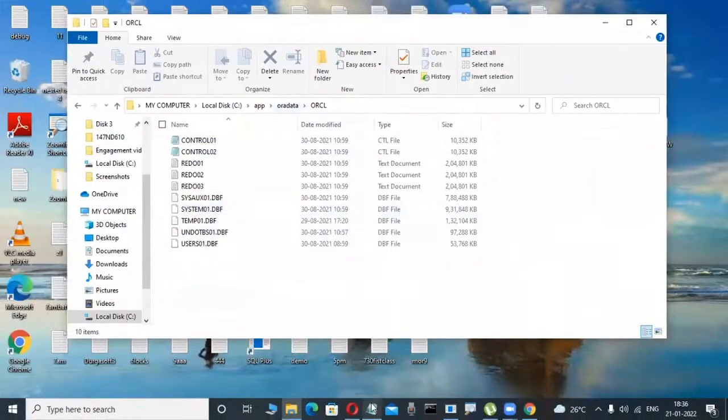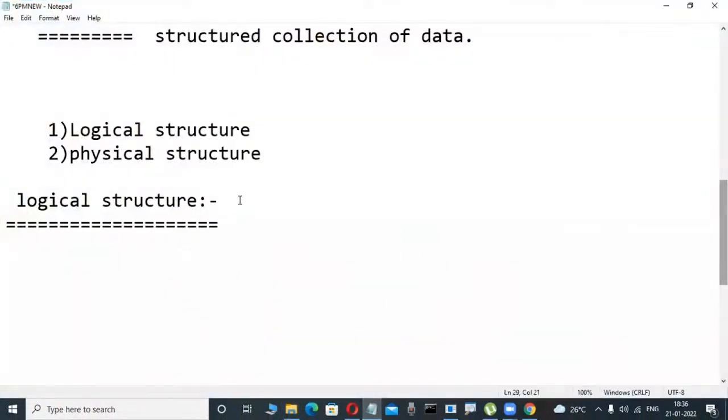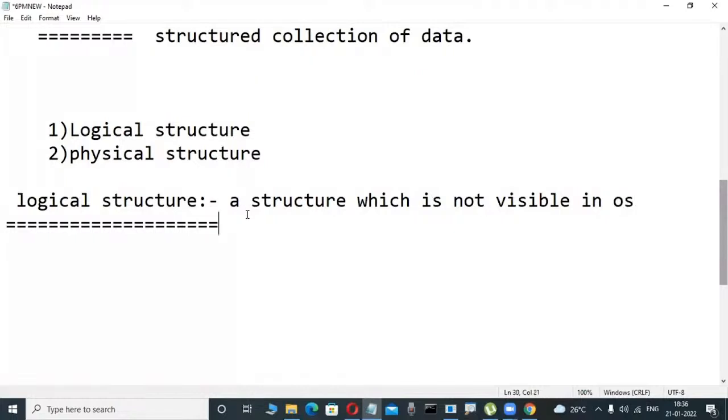That is visible in a database, okay, I agree, but unfortunately that is not visible in the operating system. That's why, what is a logical structure? Don't write it. A structure, meaning a database structure, don't worry. A structure which is not visible in the operating system, in the OS, is called a logical structure, the logical structure of the database.